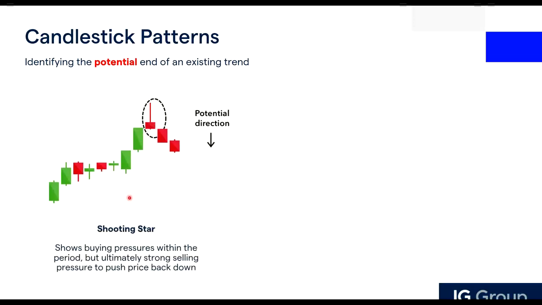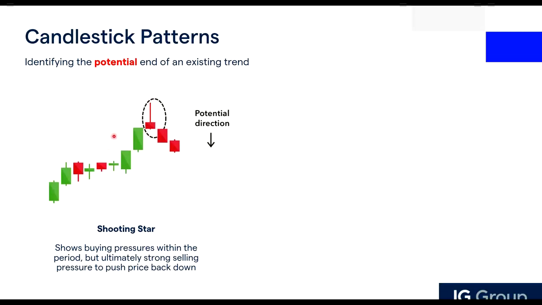So what we see here, sorry, this is a shooting star. Yeah, so this is the opposite of a hammer pattern. It shows that there is actually buying pressure initially, but ultimately the selling pressure was so strong that we managed to push price back down.